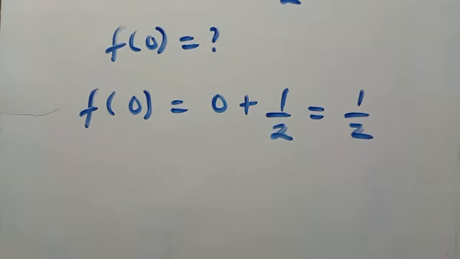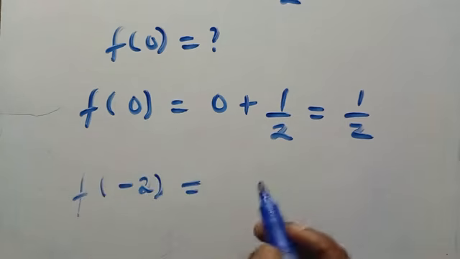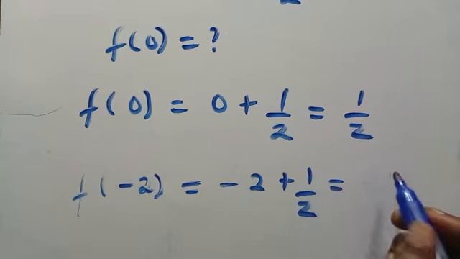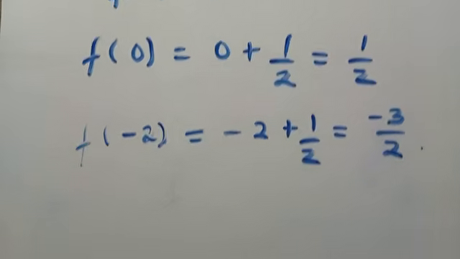So similarly, I call this one a general formula because we can still test for different numbers. Like let's say we want to find f of minus 2. We just replace x with minus 2 and we have minus 2 plus 1 over 2. And that gives us minus 3 divided by 2. So this is how to solve this.